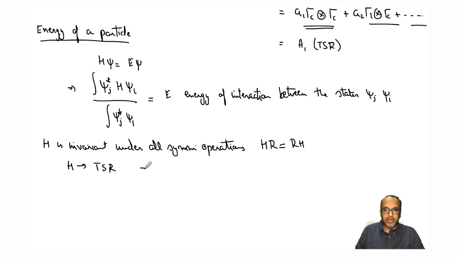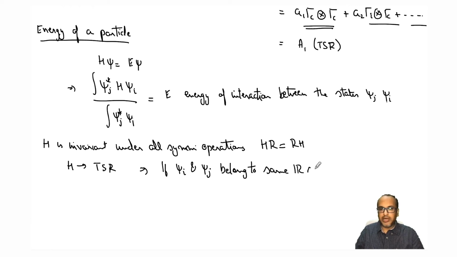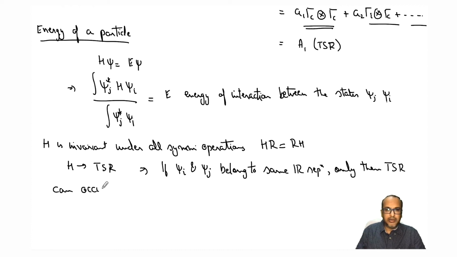So this would imply that only if psi I and psi j belong to the same IR representation, can the totally symmetric representation occur in this product.